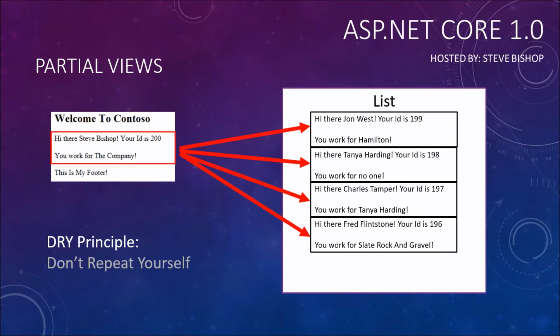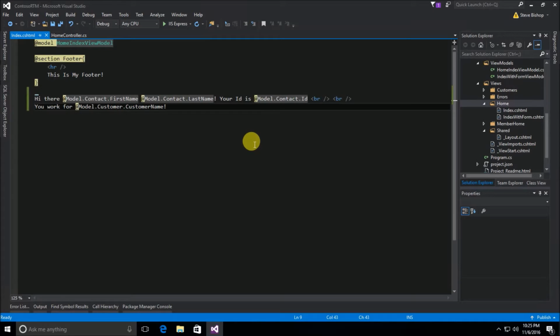We can create one single partial view that contains the code that we want to display in both the index view and that we want to reuse multiple times in our list view. Let's go ahead and create a partial view and see how it works. So my goal here is to take these two lines of code and place them into a partial view and then call that partial view from within my index view.